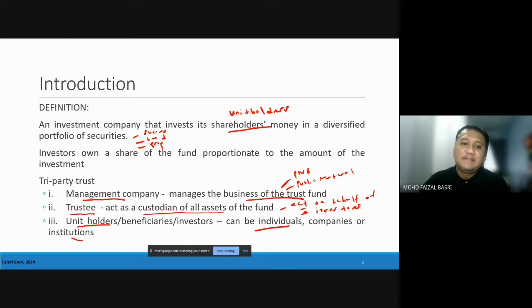Alright. And as I said, dia akan act on behalf of the investor. So that investor yang punya duit ni, dia yang invest, so dia nak make sure that unit holders ni have the trust, okay, untuk that transaction to be okay. Right.